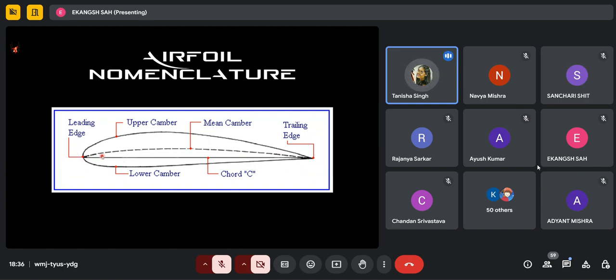The chord is an imaginary straight line connecting the leading edge with the trailing edge and is generally used for determining the geometric angle of attack as well as the area of the wing. The mean camber line is the line at an equal distance from the upper and the lower surfaces of the wing. The camber is the curvature of the mean camber line. A wing that has an airfoil with a great deal of curvature in its mean camber line is said to be a highly cambered wing. Now we'll talk about the angle of attack.